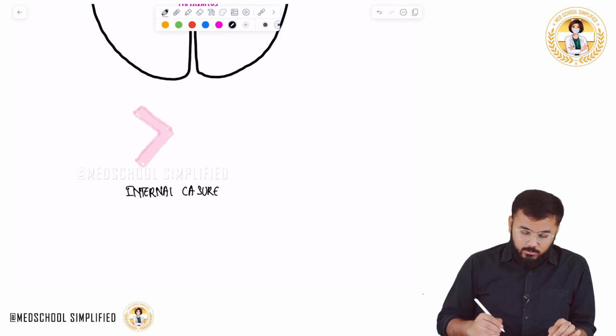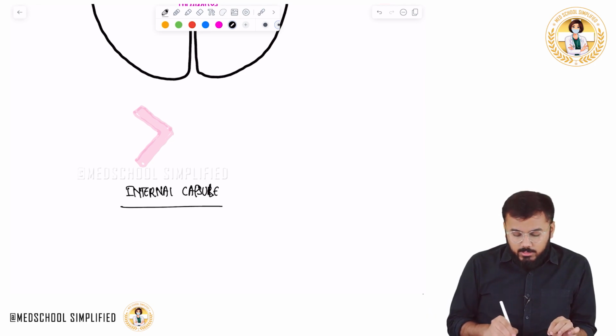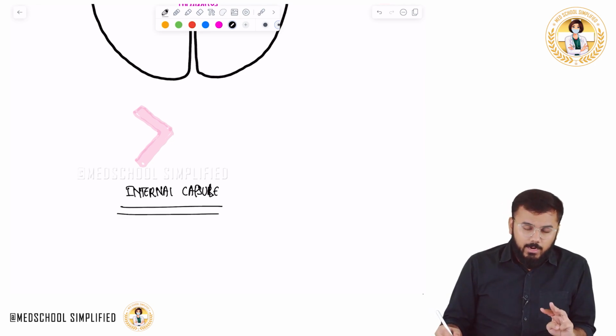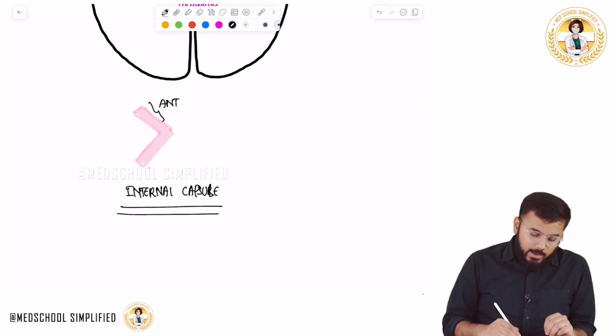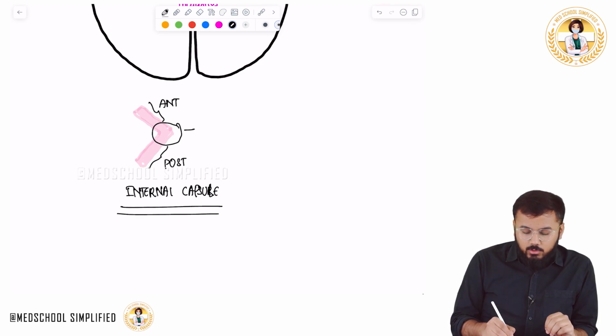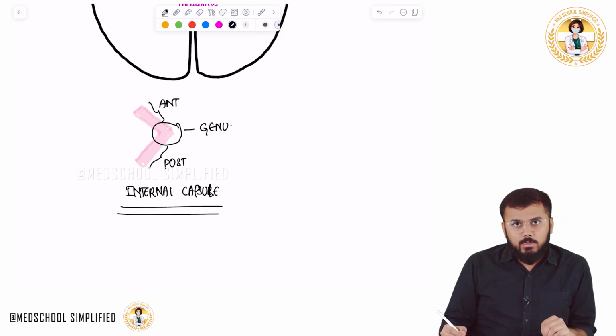Internal capsule. Now this internal capsule has three parts. So this part which you can see here is called the anterior limb of the internal capsule, this part over here is called the posterior limb of the internal capsule, and this center part over here is called the genu of the internal capsule. So what are the three parts? Anterior part, posterior part, and genu of the internal capsule.